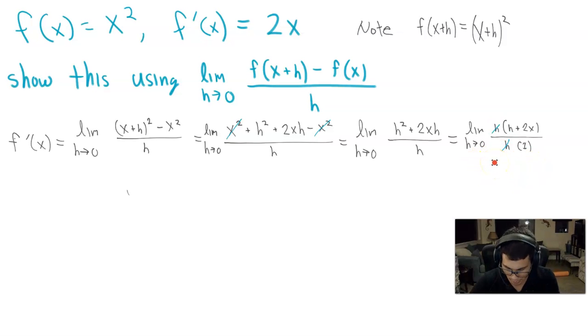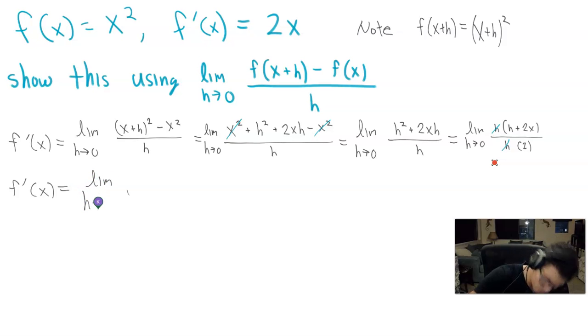Now we are in really good territory. So f prime of x is just equal to the limit as h approaches 0. Since there's just a 1 here, this is not going to go away, but anything divided by 1 is just itself. So I'm just going to write this looking a little bit nicer. This is just going to be h plus 2x.